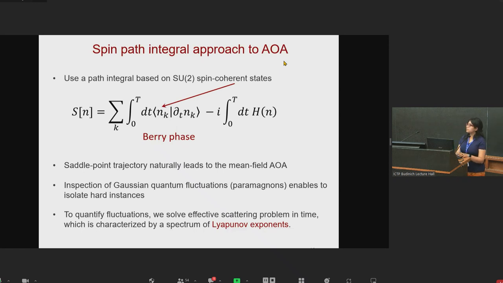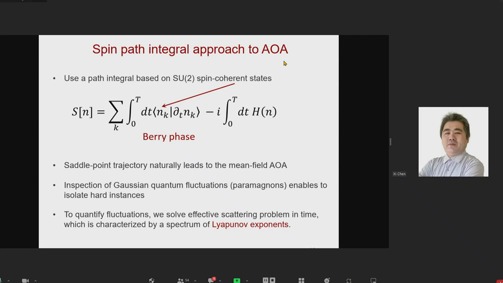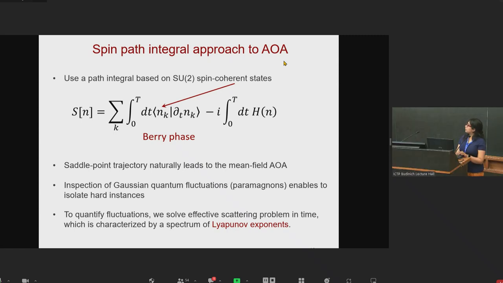Now, we consider a path integral whose action has two parts. The first part is the Berry phase of spins, and the second part is our classical Hamiltonian that we considered for our classical algorithm integrated over time. And then we incorporate these Gaussian fluctuations, and these Gaussian fluctuations are quantified by a spectrum of Lyapunov exponents. And in order to get these Lyapunov exponents, we essentially solve an effective scattering problem in time. From this spectrum of Lyapunov exponents, we can tell apart an easy instance from a hard instance of a problem.